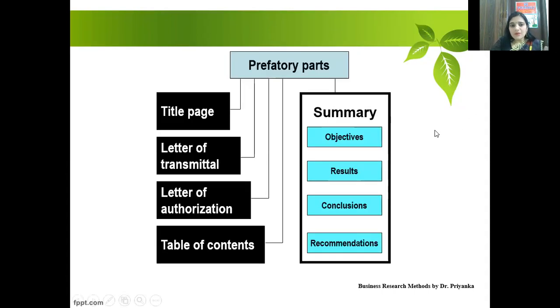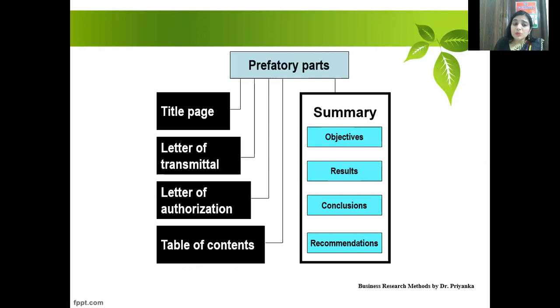Let us discuss them one by one now. Prefatory parts are those parts which will be a part of your research report before the main body starts, like the title page. This is very important. This has to contain all the information. For example, the exact title of the research. Then if it is to be mentioned, for example, if you are an MBA student, then from which university or college you are doing MBA. For example, if you are a PhD student, accordingly you will be mentioning that.